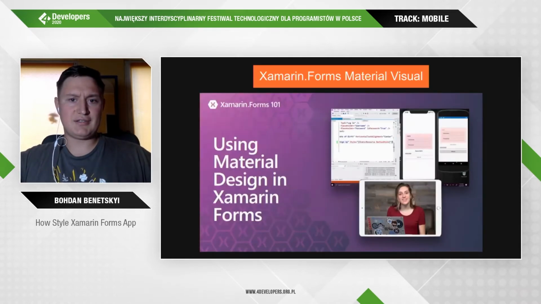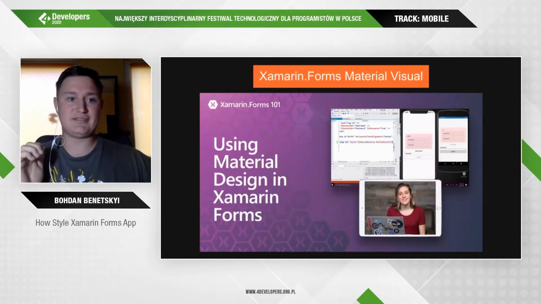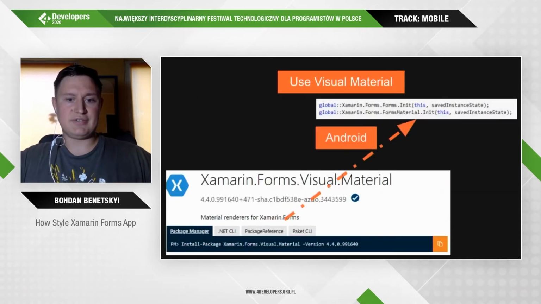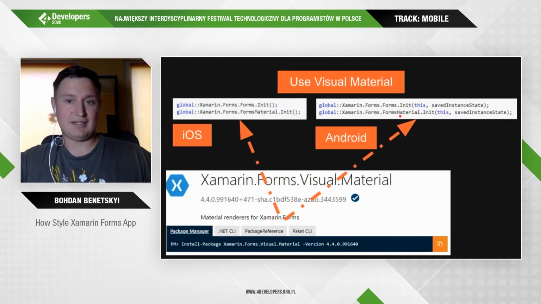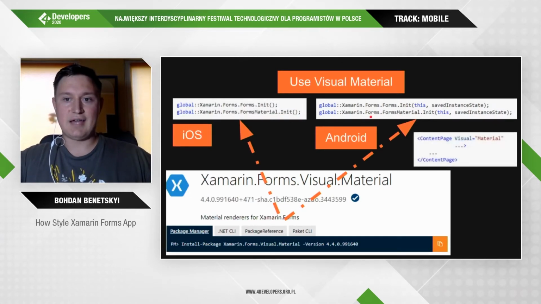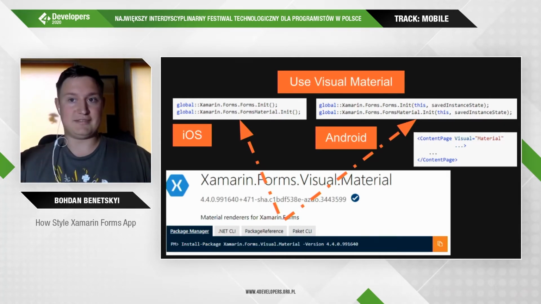How can we do it? All about that you will find later in the links, a nice short video from Microsoft. I will just tell you that after installing the NuGet package, you just initialize it on both platforms and add to the entire page just one attribute, Visual Material, and all controls on that page are now Material. But if you want to make some of them default, because you don't need to modify them, you just go to that specific element and change Visual to Default. And that's it. You have default and you have Material. It's all up to you.